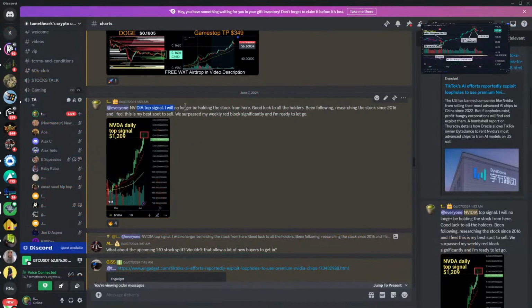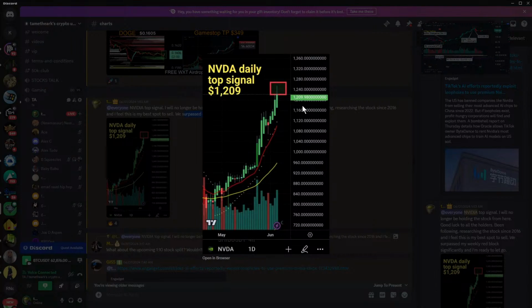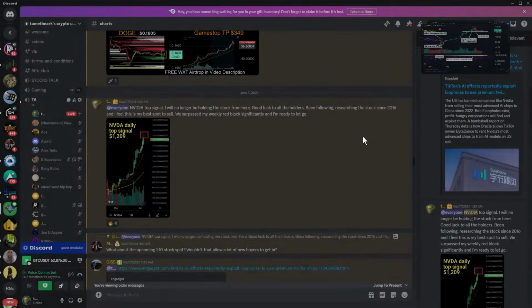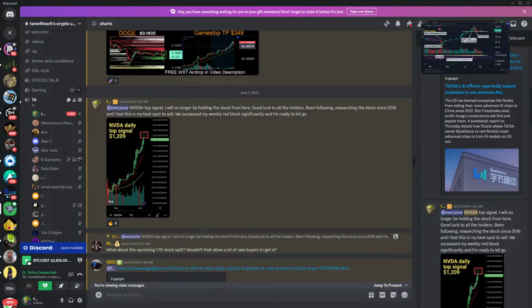I said, Nvidia top signal, I will no longer be holding the stock from here. Good luck to all the holders. Been following and researching the stock since 2016, and I feel this is my best spot to sell. We surpassed my weekly red block significantly. I'm ready to let go, and that was at 1209. So just divide that by 10, and I'll draw a line there where I got out. So I got out pre-split, by the way. I got out pre-split, and that was on June 7th.